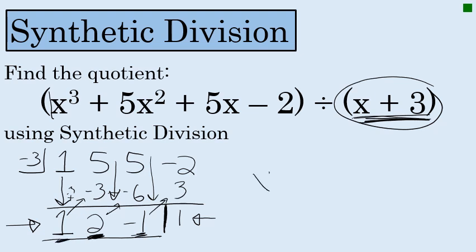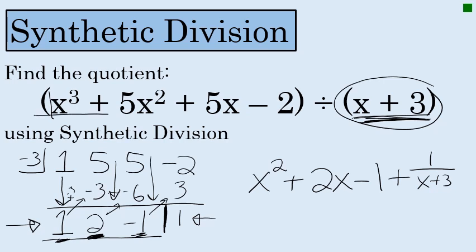I don't have to write the 1 in front of the x squared. The second number in the bottom row is 2, so that means that the second term in the quotient has a coefficient of 2, plus 2x. The constant is negative 1. And I'll write the remainder as a numerator in a fraction where what you're dividing by, in this case it was x plus 3, is the denominator.